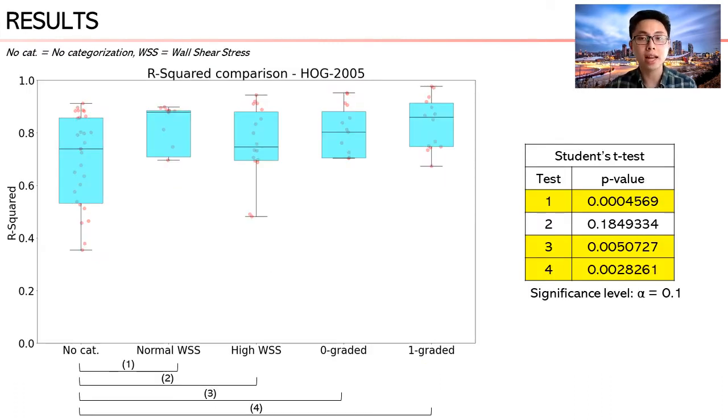From left to right are the values of R-square from no categorization, categorizing them into normal and high wall stress, and elastin fragmentation graded 0 and 1, respectively. All yellow highlighted p-values show that the difference is statistically significant, except for the case of high wall stress.